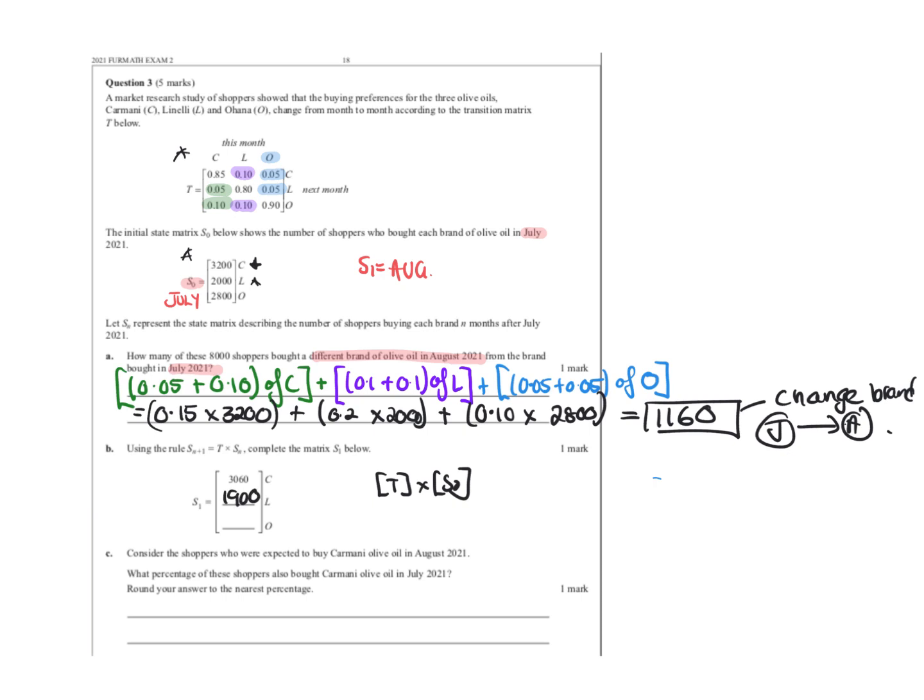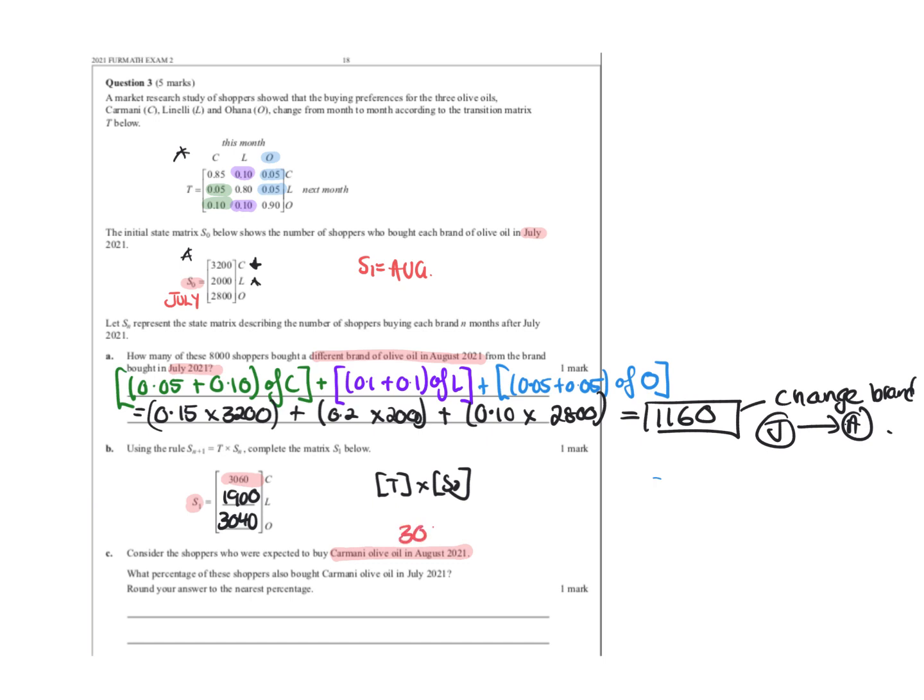So 1,900 here and 3,040 there. And let's look at this next question. Consider the shoppers who were expected to buy this Carmani olive in August 2000. So they just want the C of the shoppers who buy this. So if we look up here, August was S1. So they're just talking about that 3,060.